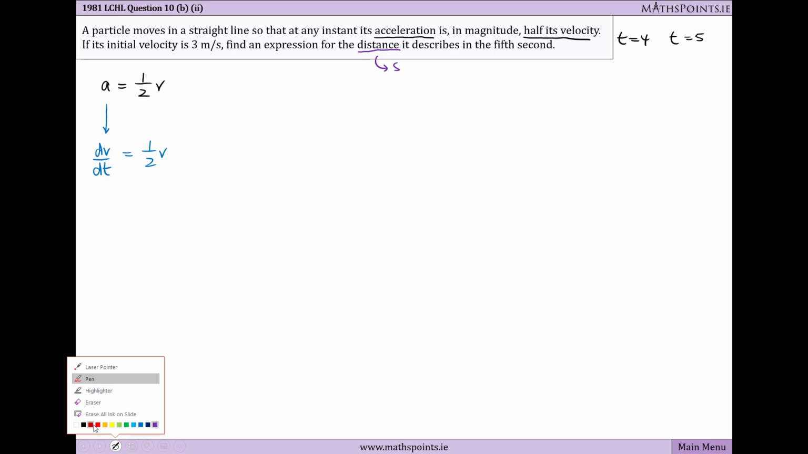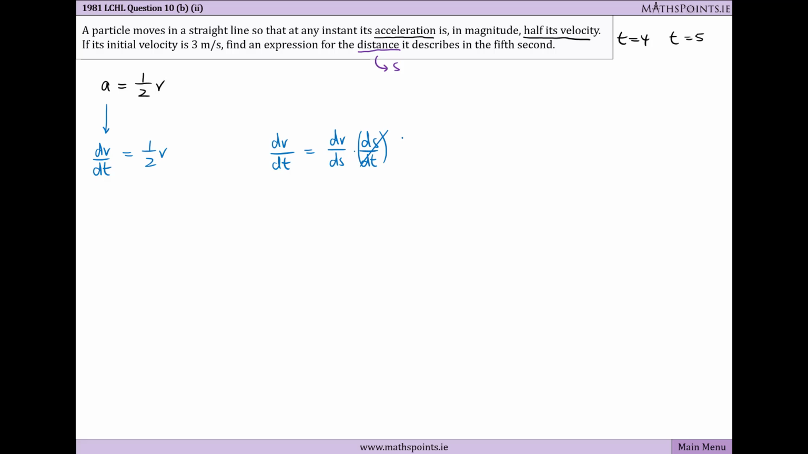The other formula that we can use is we can take dv dt and, using the chain rule, rewrite it as dv ds multiplied by ds dt. And remember that ds dt is the velocity. So ds dt is the change in the distance over time, and the change in distance over time is velocity. And so this formula can be written as v dv ds. So if the acceleration is a half v, we can say that v dv ds is equal to a half v. And this is our second differential equation. So we formed two differential equations, and both are going to be useful in terms of solving this question.